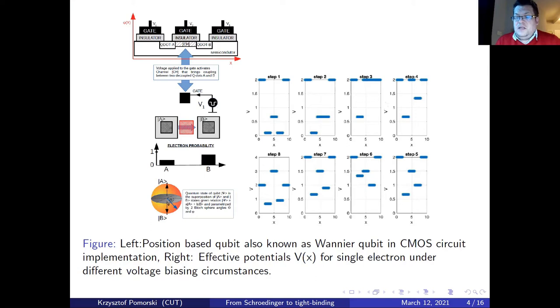So basically, we can have the chain of possible effective potential that is seen by a single electron moving between a quantum dot A and B. So this can be achieved with various voltage biasing of different gates, as you can see here. And then we can attack this problem.